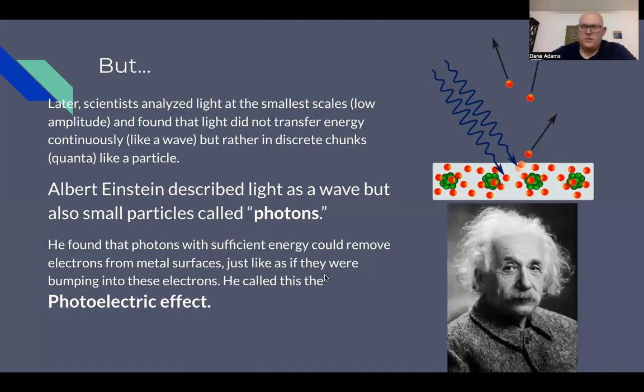Again, this is one of the first individuals to really describe light as having a duality, both a particle and a wave-like nature. He called these particles of light photons. One of his big experiments was called the photoelectric effect, where he found that photons of a very particular energy level were able to remove electrons from the surface of metals. It was almost like billiard balls bumping into each other. He called it the photoelectric effect.